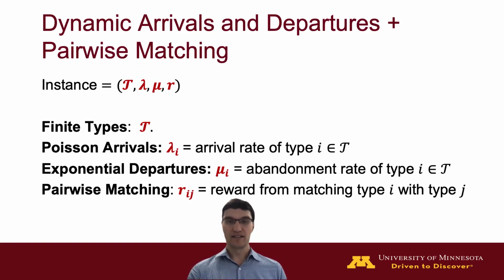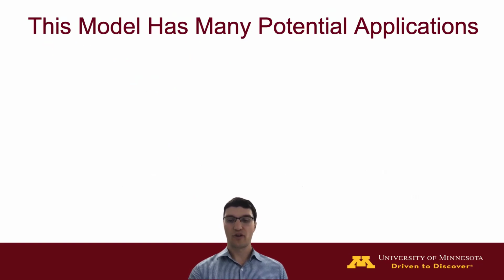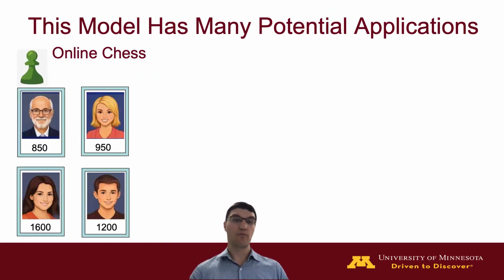Okay, so that's the model. It's a foundational model of dynamic matching, and it has many potential applications. For example, you could imagine playing online chess. I like to play online chess. When I log into the server, I am one of many people who might be logged in at the moment requesting a game. So let's imagine that the server sees these four people. In this setting, we could think of the type as capturing the ELO score, essentially a measure of the skill of the players. And we could imagine that the goal is to match players of similar skill. So the reward is higher the closer the two players are in skill.